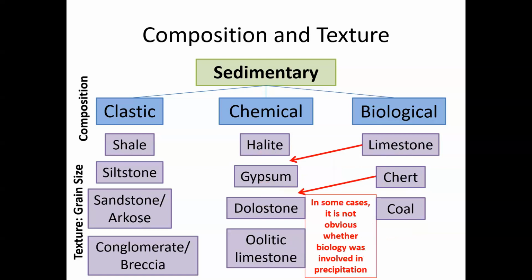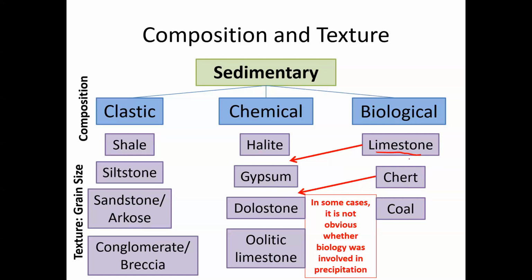And as I said, in some cases, it's not obvious whether or not biology was involved in a lot of these. So you might see chert simply called a chemical sedimentary rock. But it's likely that it had some biological influence. It can be hard to tell.